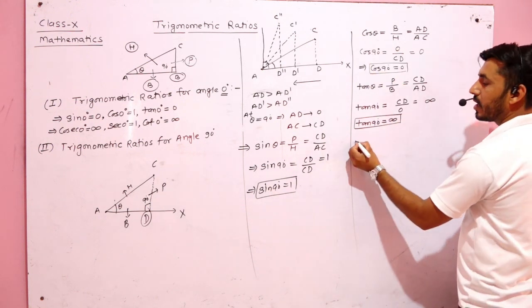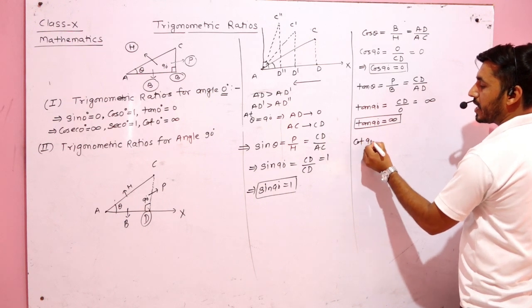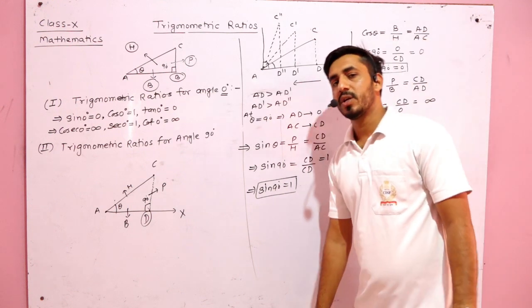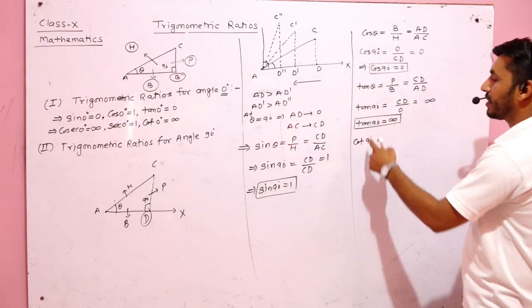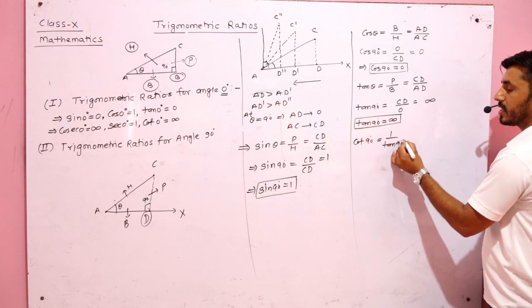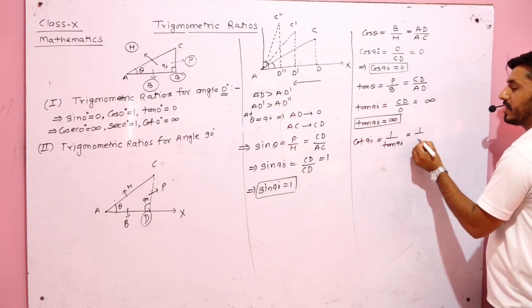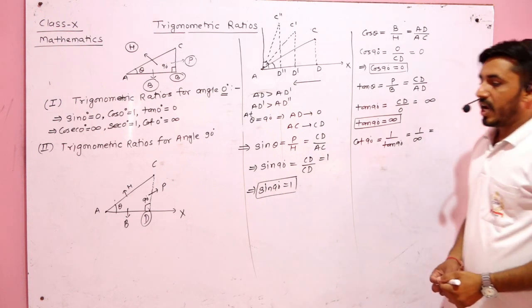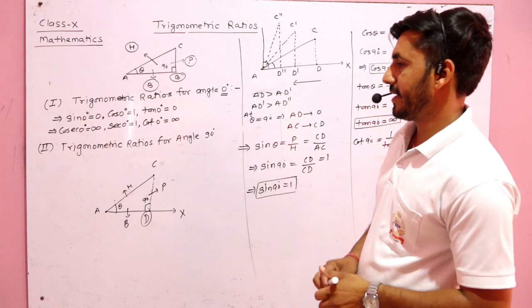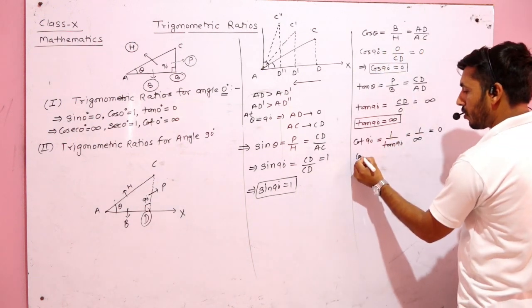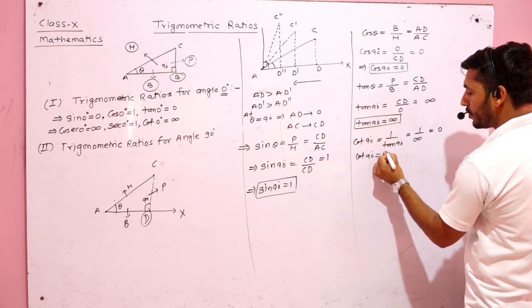Next one, I want to get cot 90 degree. We know cot theta is the reciprocal of tan theta. Then we can write 1 upon tan 90. What is the value of tan 90? It is infinite. Then 1 upon infinite, the obtained value will be 0. It means cot 90 is equal to 0.